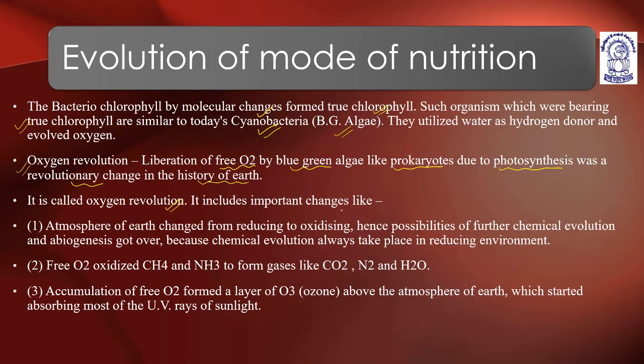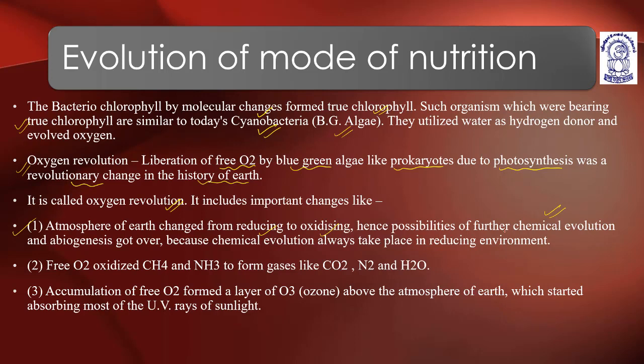It includes important changes like atmosphere of Earth changed from reducing to oxidizing, hence possibilities for further chemical evolution. Previously the organisms, especially the prokaryotes, whether we talk about the chemoheterotrophs or the chemoautotrophs or the photoautotrophs, they were metabolically less active because oxygen was not available.